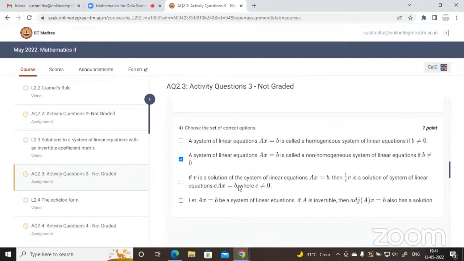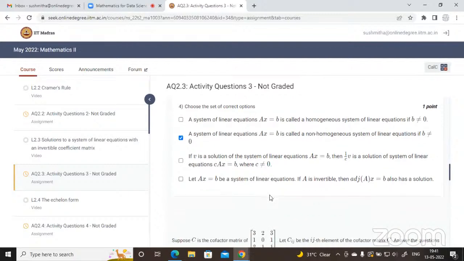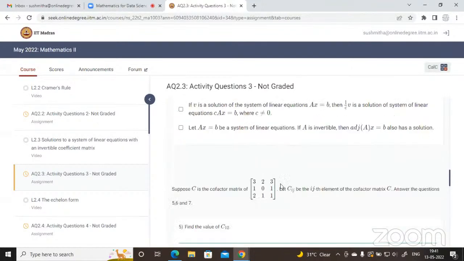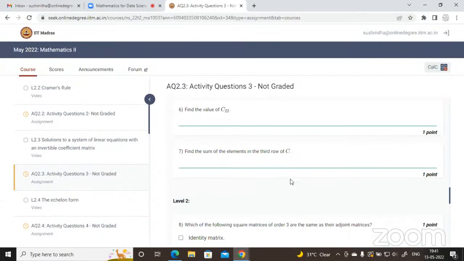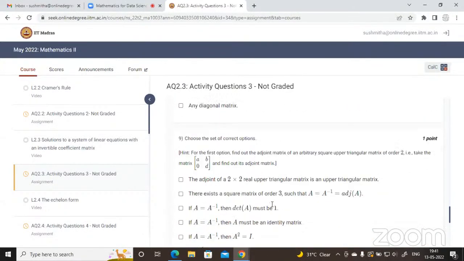Could you do 3 and 4? Maybe you should try. If you haven't done, you should try. And there are sessions in the future to ask doubts. And then these are all simple.